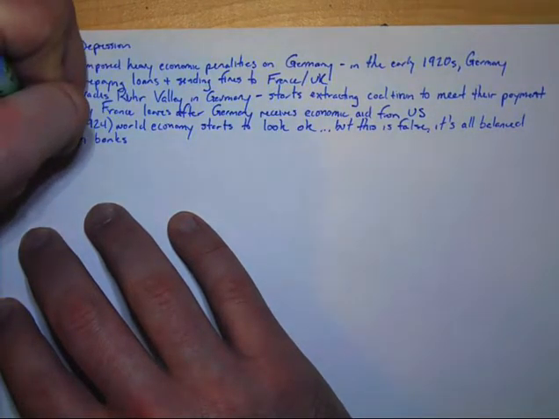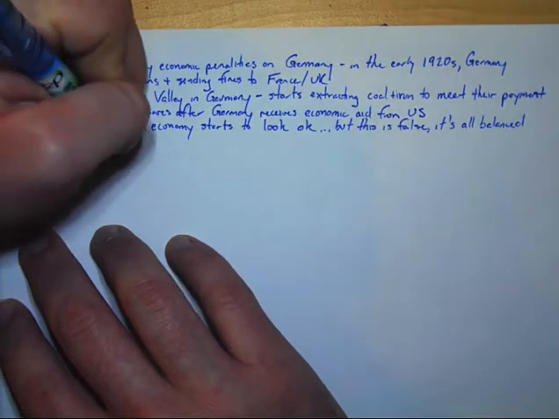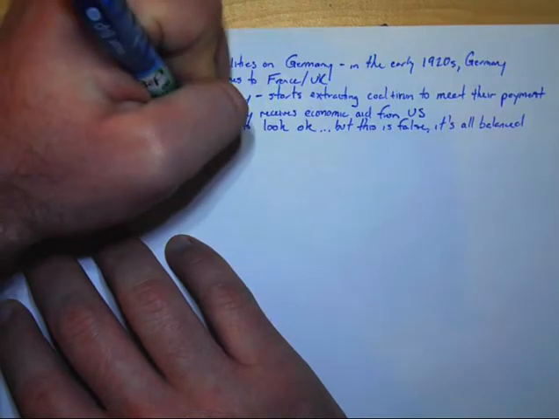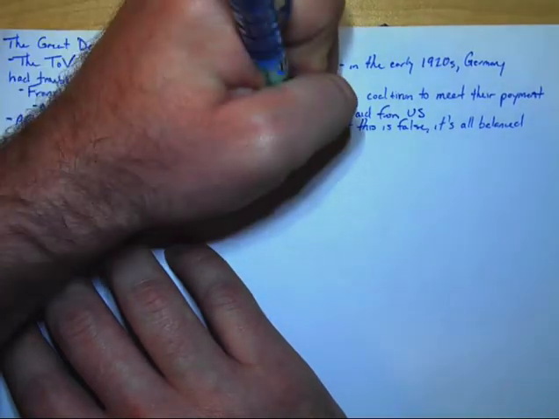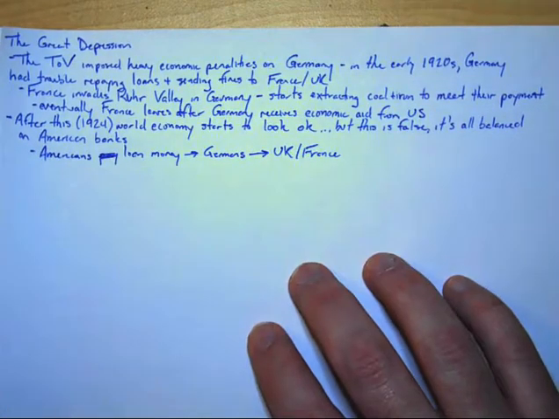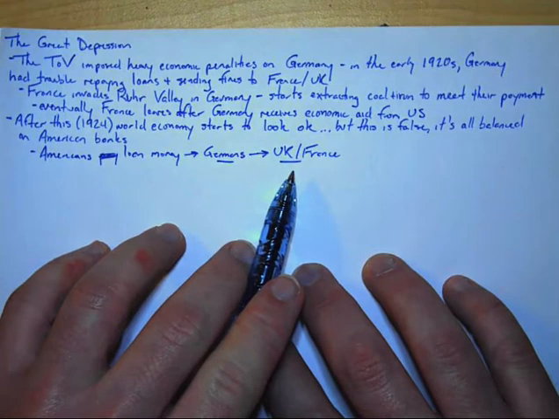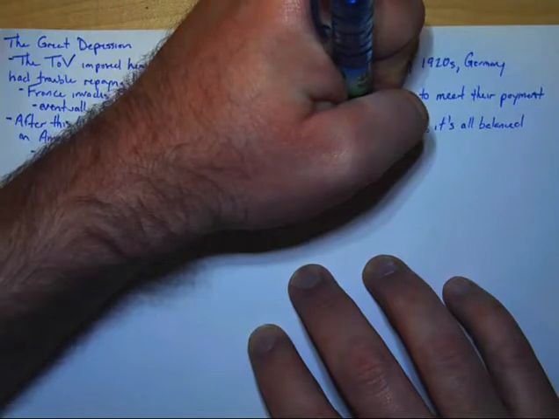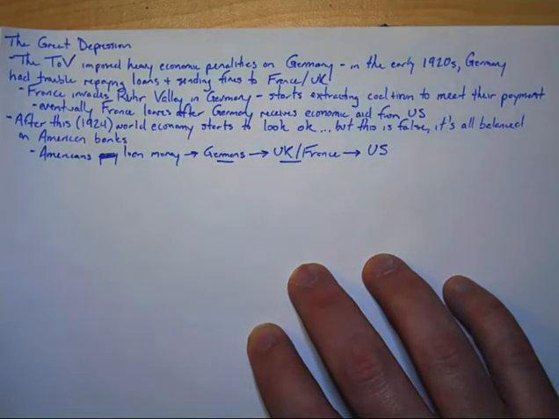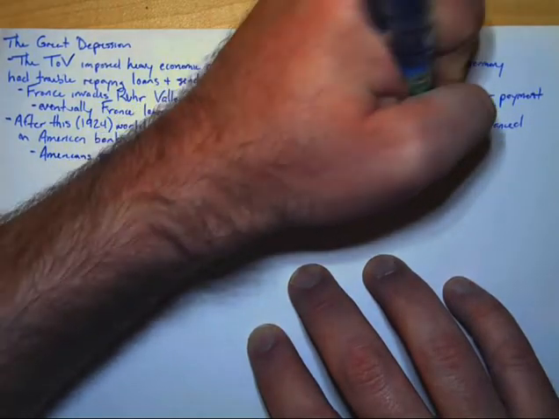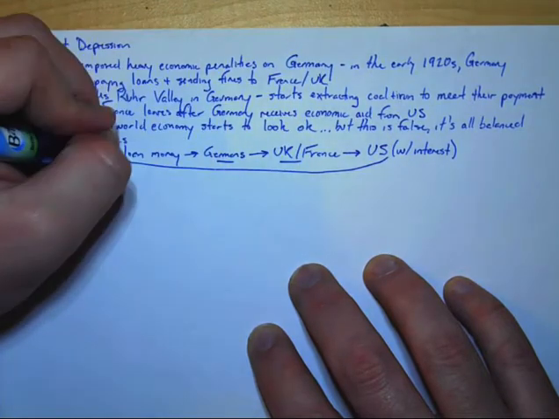So the Americans loan money to the Germans. And the Germans take that money and they send it to the UK and France for loans that they took out during the war. So the Germans pay the UK and France their reparations, the fines for the war. The UK and France then turn around and give that back to the United States because they took out loans during the war. So they give the money back to the United States with interest. And so the cycle starts over again.